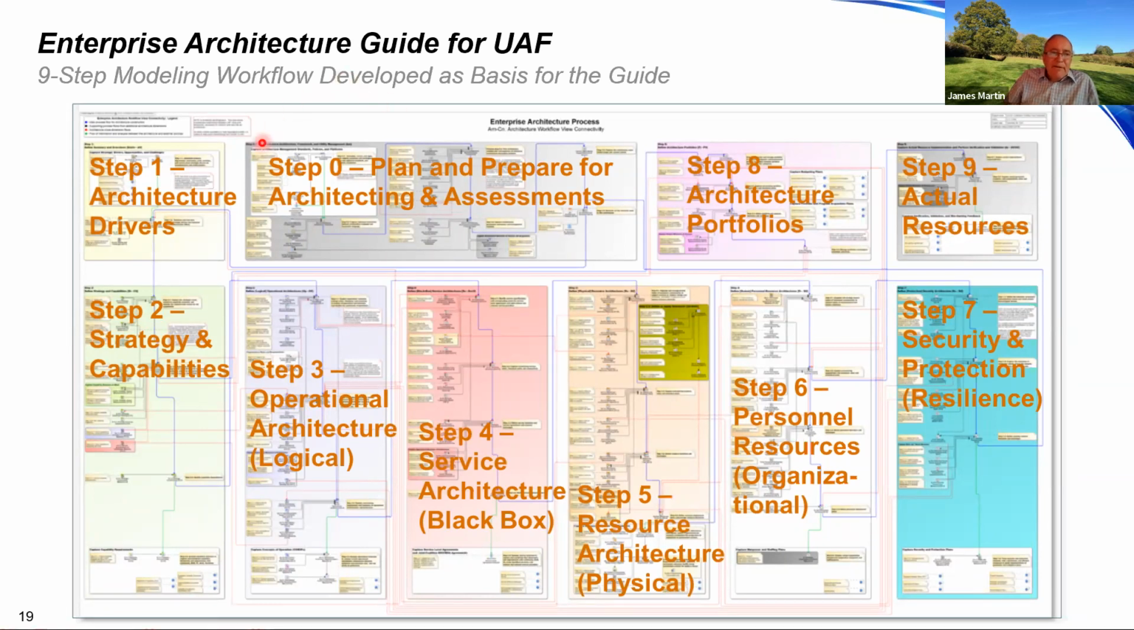We also have step 0, which you don't have to do all the time because you may plan and prepare for architecting for the entire year. During the year, you might go through steps 1 through 9 several times. So that's why we call it step 0. And that's where you would be tailoring this workflow and adapting the tools to your particular situation.